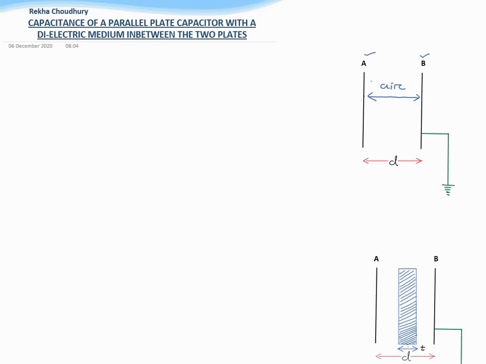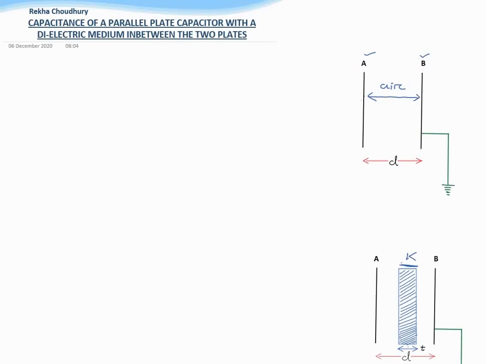Now, in this video, we will derive the expression of the capacitance of a parallel plate capacitor when there is a dielectric medium. Here we have introduced a dielectric medium of thickness t, small t, between the plates of the capacitor. Let the dielectric constant of this dielectric medium be K. Already we discussed the dielectric constant and its definition in our previous chapter, that is electric field and force.